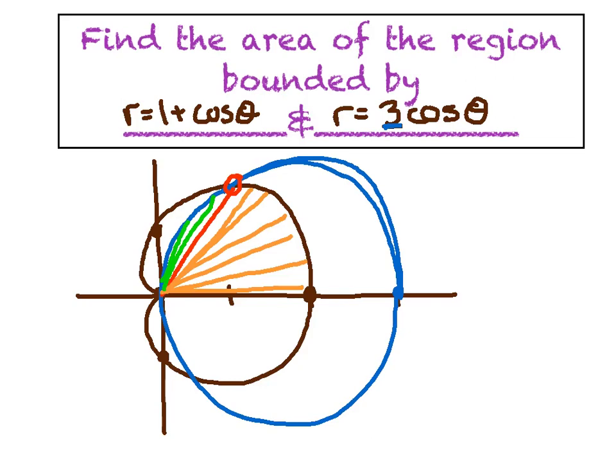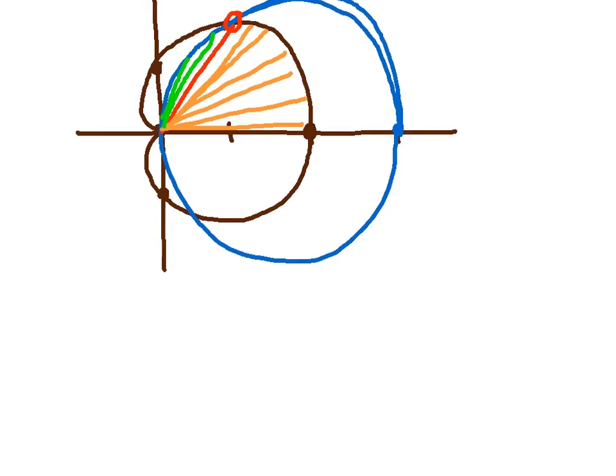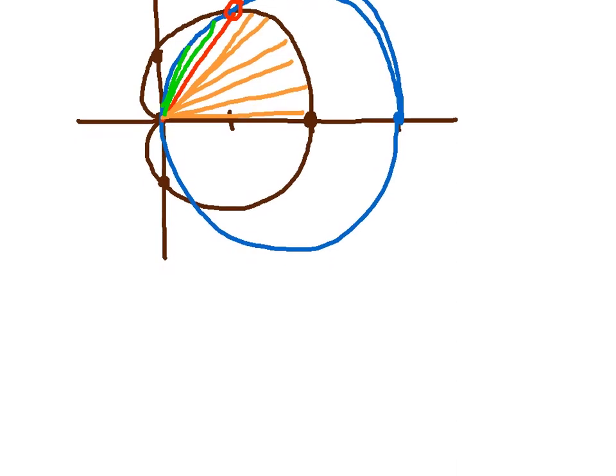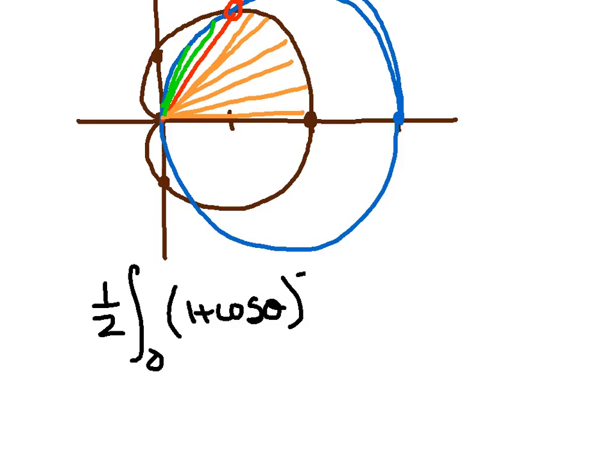So let's start with the orange shaded region, which is going to be 1/2 the integral from 0 to something, of 1 plus cosine of theta squared. And like I said, probably every student in the country is going to have this much on their paper.